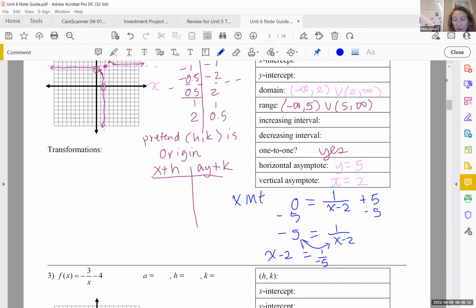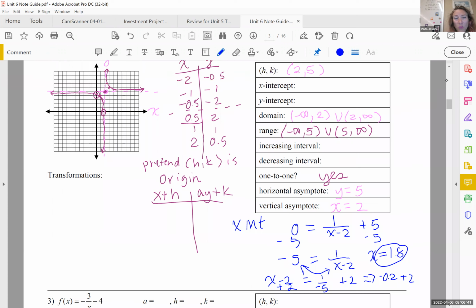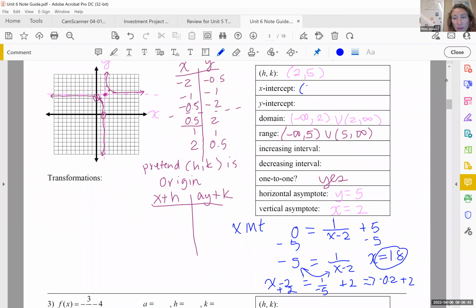And then I'm going to add 2. And I'm going to think of this, -1/5 is going to be -0.2 plus 2. So that's going to be positive 1.8. So writing that as an ordered pair, that's 1.8 for x and 0 for y. And confirming this does appear to be at 1.8 for x, pretty similar to that.